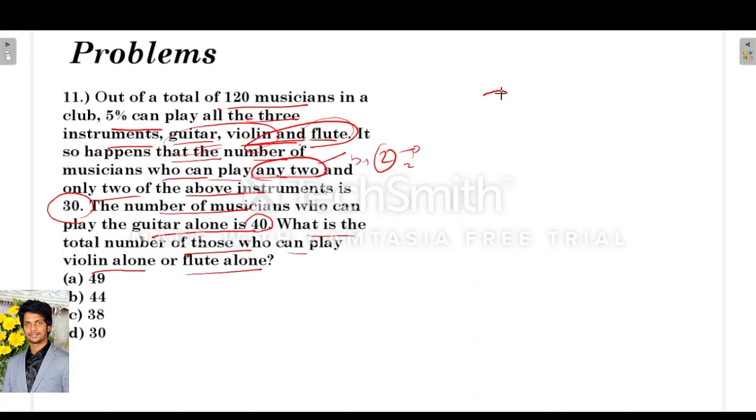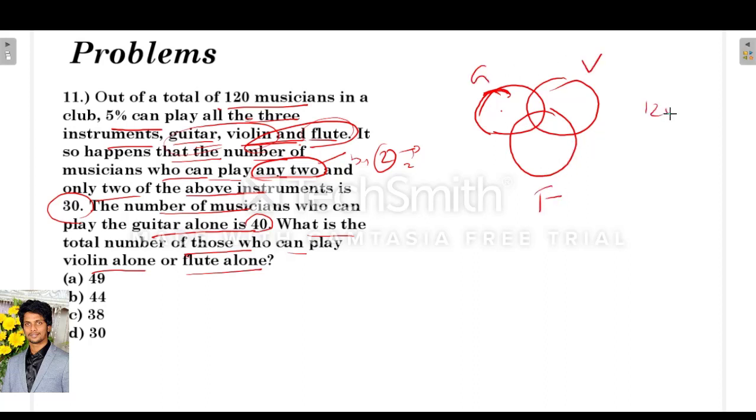So these kinds of questions we should solve using Venn diagrams. So now how, like there are 3 items, right? So the Venn diagram will be like this. So let us say this represents guitar, this is violin and this is flute. So they are telling total 120, right? And they are telling 5% can play all 3. So what is all 3? This part is all 3, right? So this is 5%. 5% means 1 by 20. So 1 by 20 of 120 is 6.